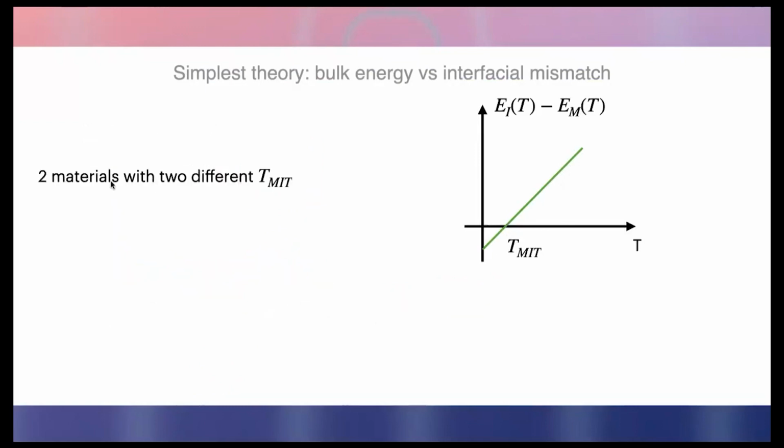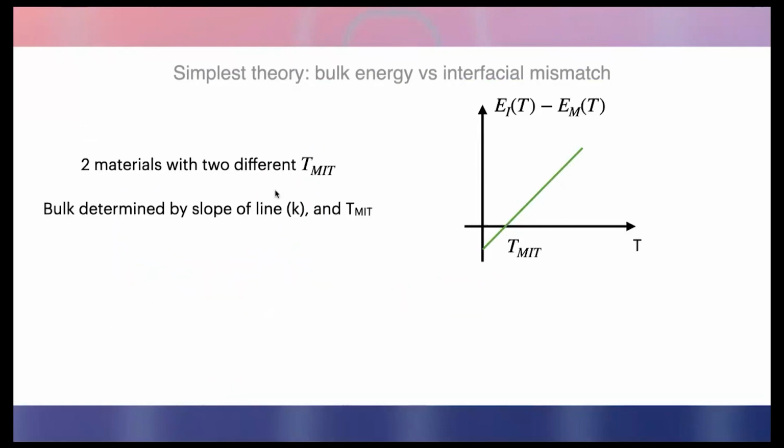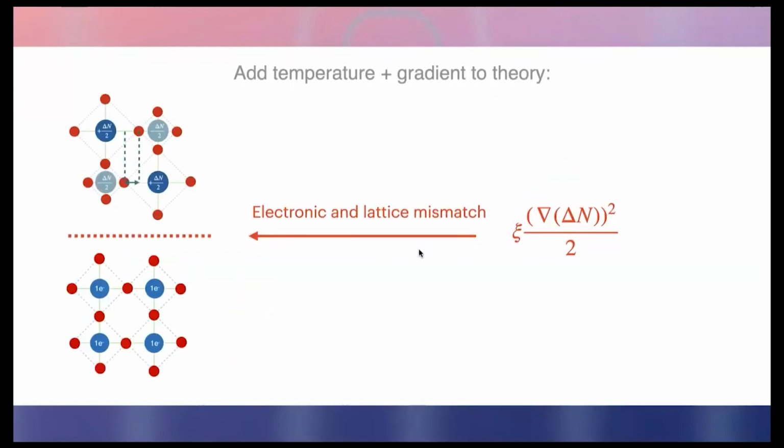Right, so you have 2 different materials, 2 different transition temperatures, and they're basically fully described by this slope, as well as the TMIT. So you put these materials together, right? One wants to be metallic, one wants to be insulating at a particular temperature. You also have an electronic and lattice mismatch.